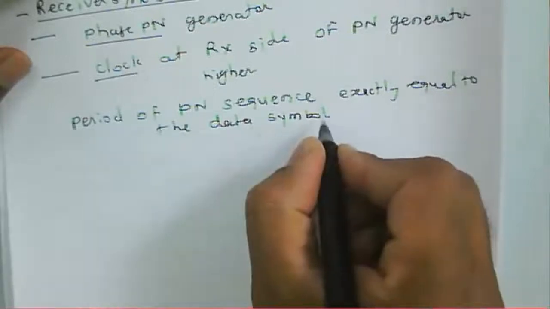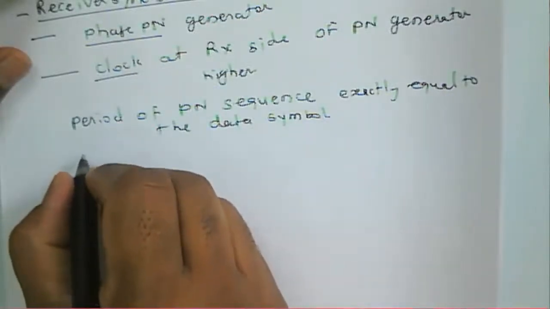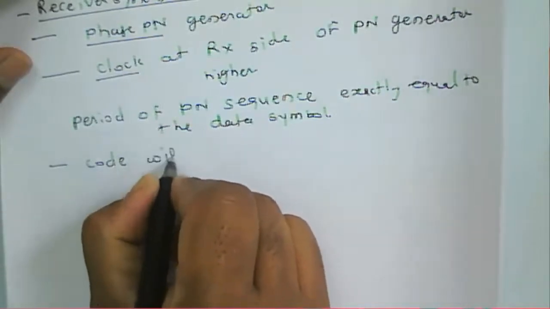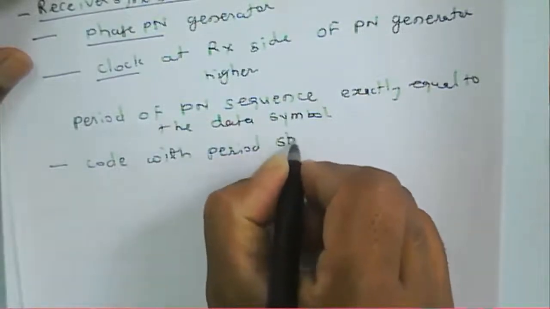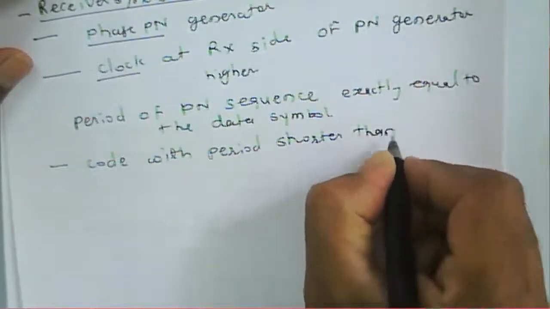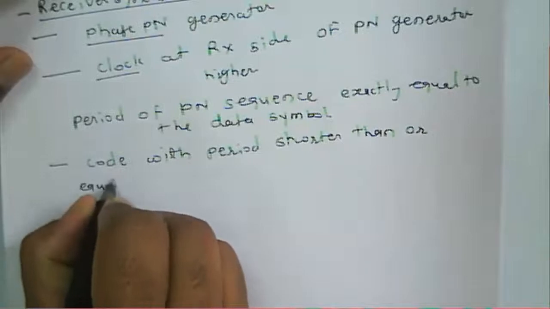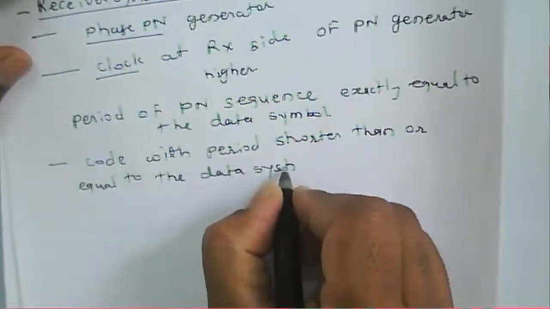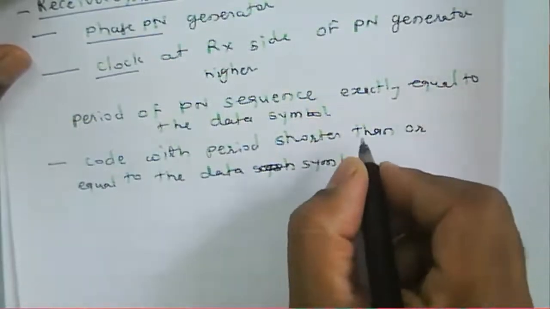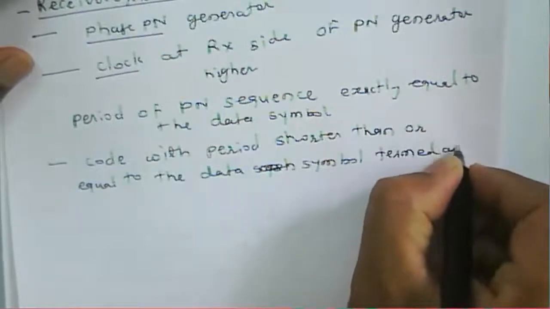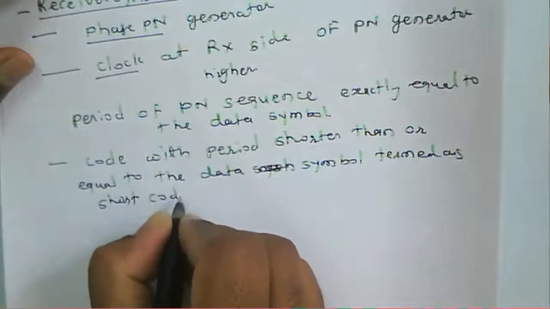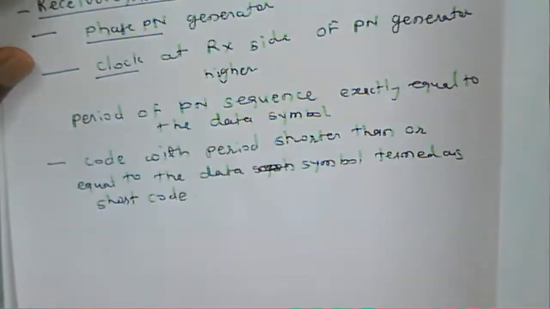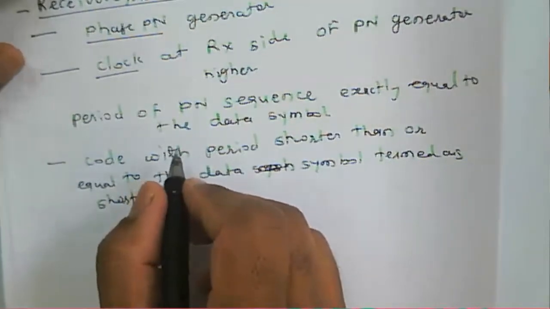Now, what happens if the code has a period shorter than or equal to the data symbol? That is termed a short code. Short codes and long codes are terms used in direct sequence spread spectrum signals.